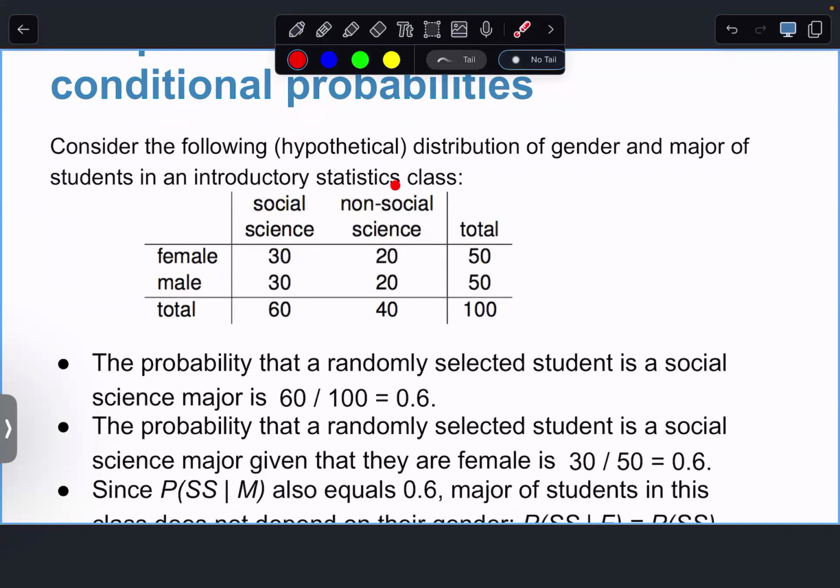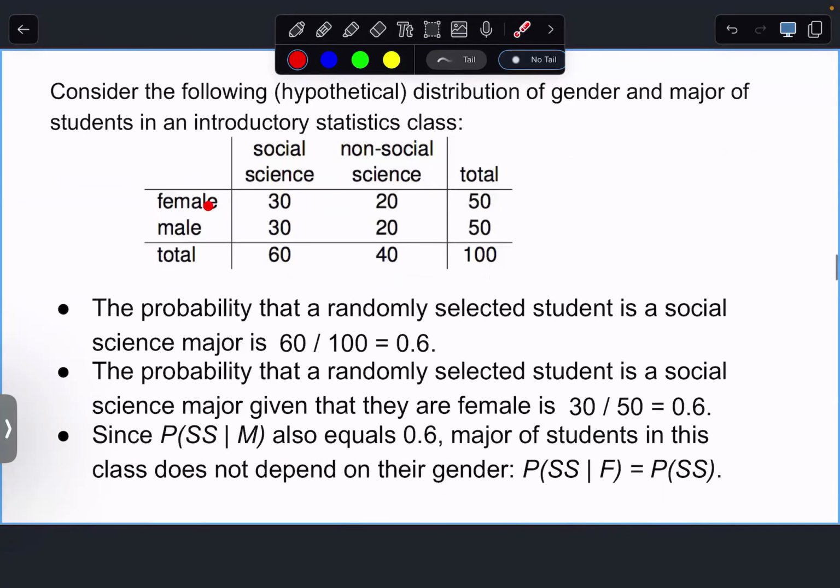If we have this hypothetical distribution of gender and major of students in an introductory stats class, what we've done is we've said, okay, you're either a social science major or you're not. We use that a lot, where we just make it binary, right? 0, 1, or yes, no situations by saying, well, you either are or you aren't. You are a social science major or you're not. We can do that, right? All the other majors get lumped into one. And so then we had females, males, and we had a total of 100 students.